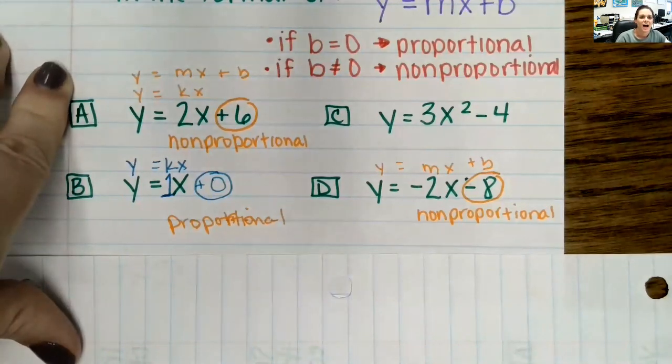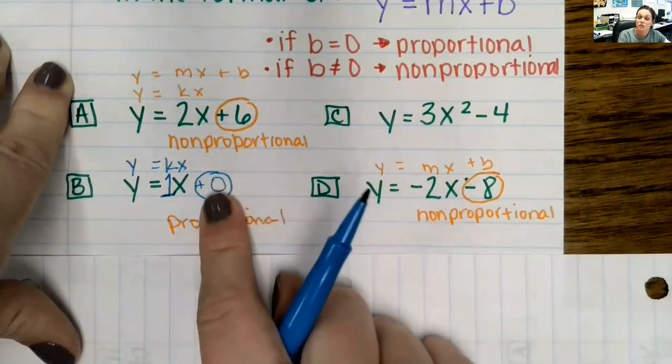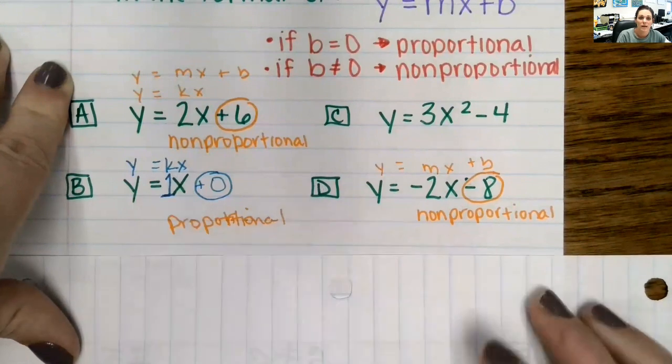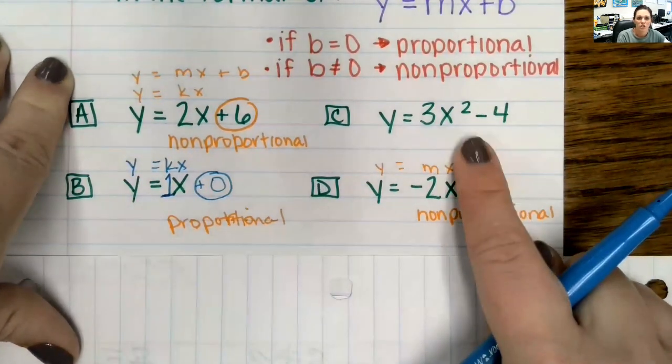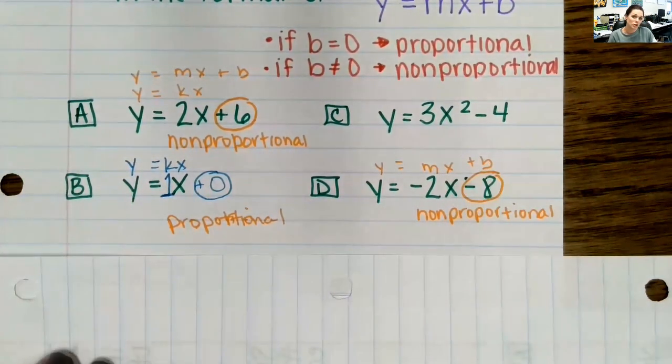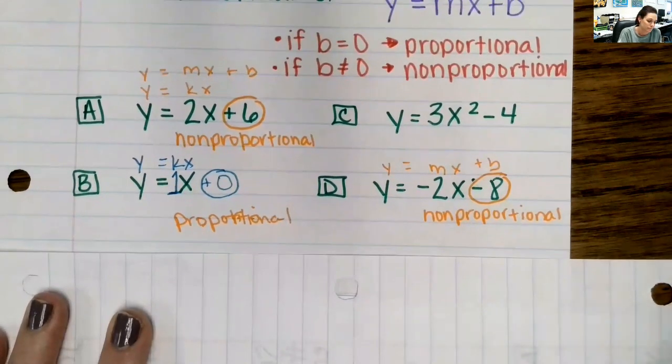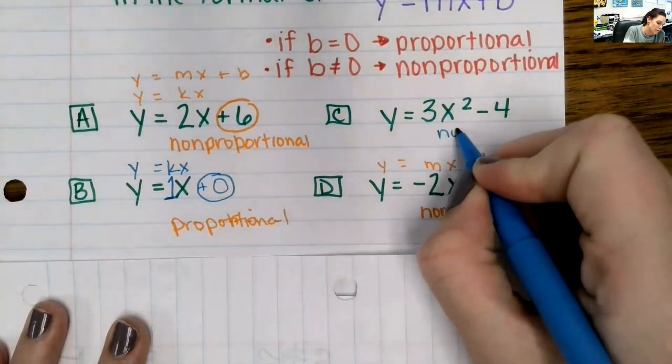All right. So this is proportional because there's no b, or that b is plus 0, and it matches the format y equals kx. So now the question is C. Proportional, non-proportional, or not linear? Not linear. And why is this not linear? Because of the 2. Perfect.